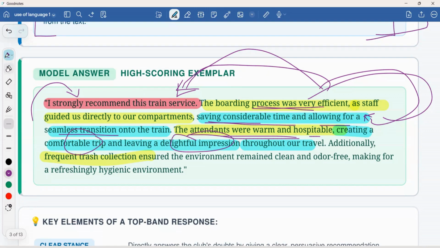The third point was frequent trash collection. So, what did it ensure? That the environment remained clean and odor free, making for a refreshingly hygienic environment. So, obviously, if there is frequent trash collection, then the environment would remain clean and hygienic.